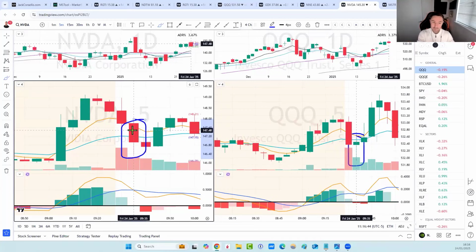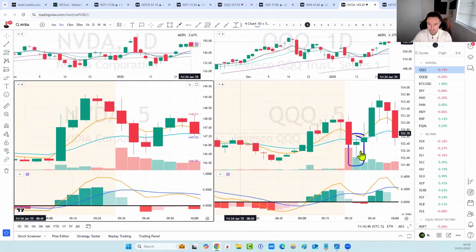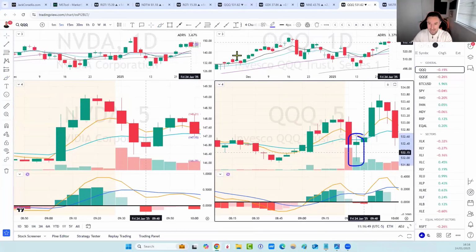NVIDIA is now weaker. Do I want to short it right there? I don't want to short it. I don't want to short it right there. That's not where I want to come in. If we then look at the next bar as well, what do you see the triple Qs do?